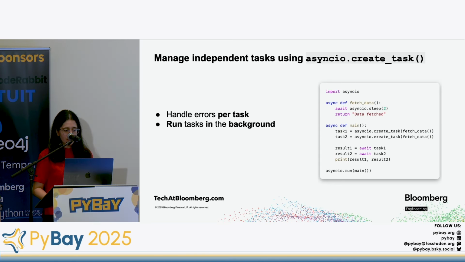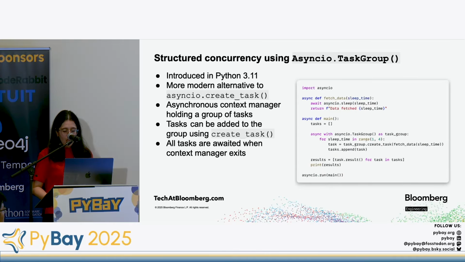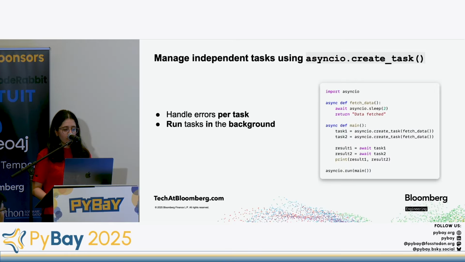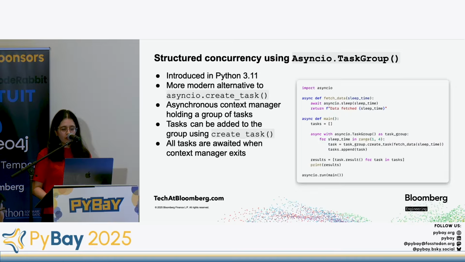So to manage independent tasks, you could use asyncio.create_task, which allows you to handle errors per task, and it also allows you to run tasks in the background. But even in create_task, you can notice that we have to await tasks separately. So for more structured concurrency, you could go with asyncio.TaskGroup. This was introduced in Python 3.11. For context, the latest version of Python, that is 3.14, was released a few days ago.